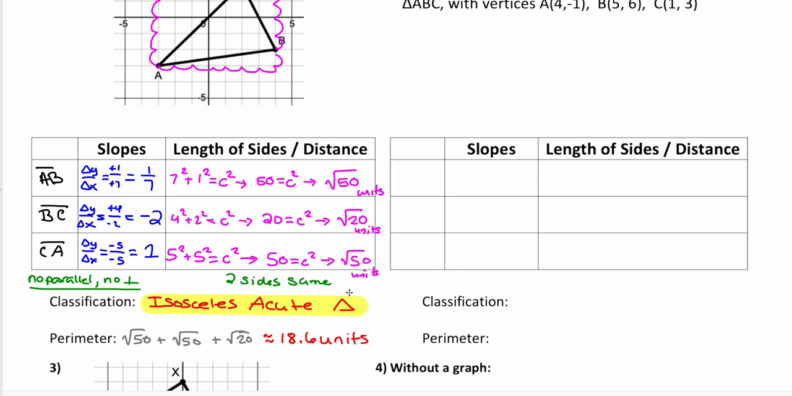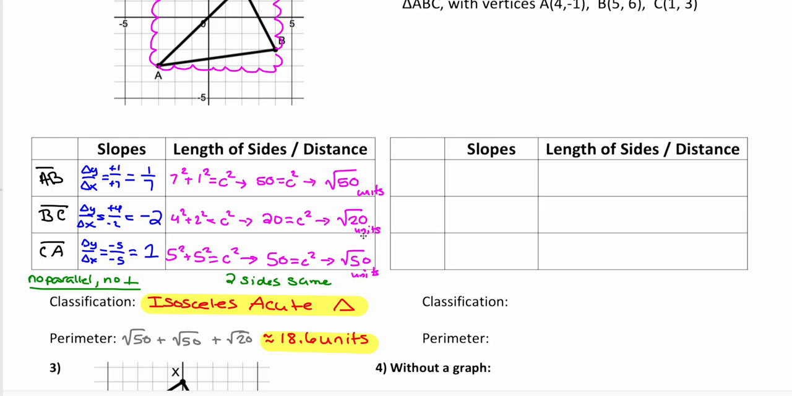Always put your units when you're dealing with distance, and perimeter is dealing with distance. Our perimeter is roughly 18.6 units. I did not try to simplify the square roots. As long as they're not simplified, I can see that they are the same or not the same because I didn't try to do anything with the numbers.